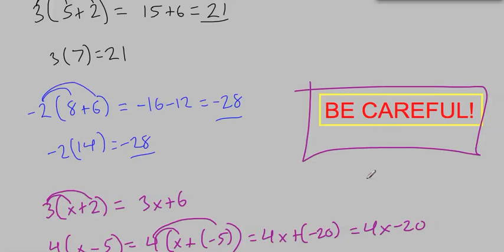First of all, when we're doing distribution with a negative number, make sure you take that negative and you apply it to both your products. So it's negative 2 times 8 and negative 2 times positive 6. Watch your signs and be careful.